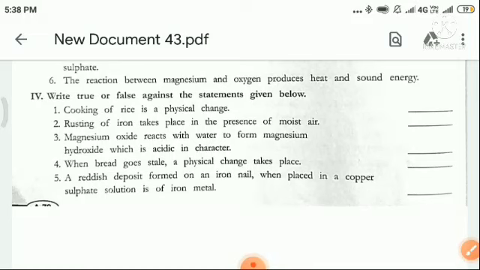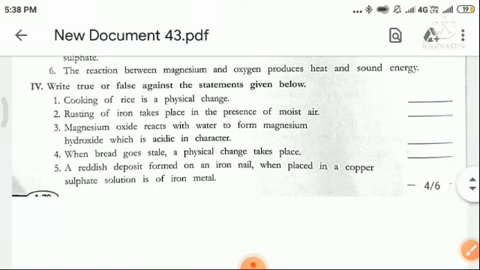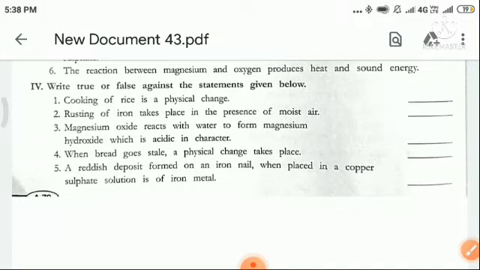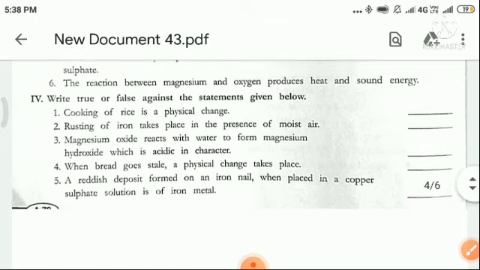So now write true or false against statements given below, okay. So this is our next section, that is write true and false. So now, cooking of rice is a physical change. So when we cook rice, what do we see?